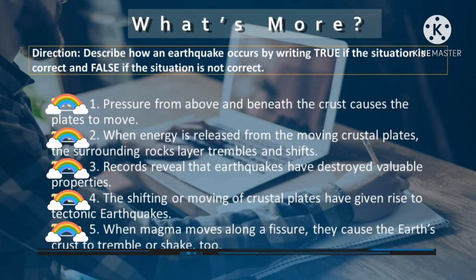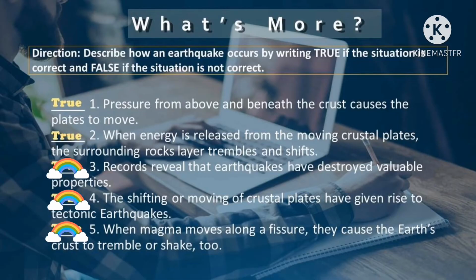Direction: describe how an earthquake occurs by writing true if the situation is correct and false if the situation is not correct. Number 1: Pressure from above and beneath the crust causes the plates to move. What's your answer? Alright, that is true. Number 2: When energy is released from the moving crustal plates, the surrounding rock layers tremble and shake. What is the answer for number 2? Yes, it is also true.